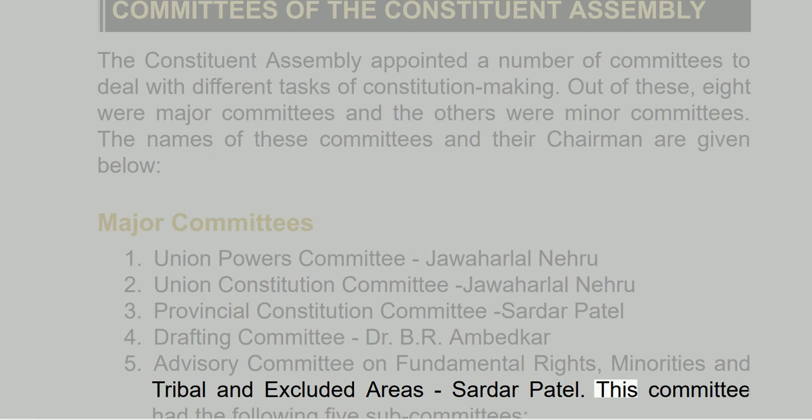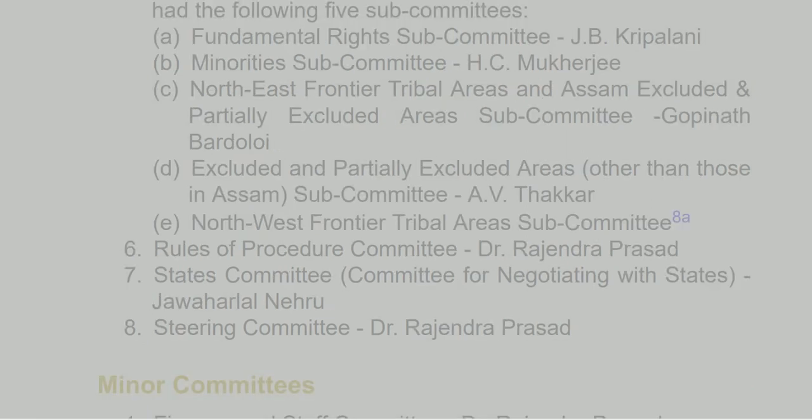This committee had the following 5 subcommittees. A. Fundamental Rights Subcommittee, J.B. Kripalani. B. Minorities Subcommittee, H.C. Mukherjee. C. Northeast Frontier Tribal Areas and Assam Excluded and Partially Excluded Areas Subcommittee, Gopinath Bardoloi. D. Excluded and Partially Excluded Areas, other than those in Assam, Subcommittee, A.V. Thakkar. E. Northwest Frontier Tribal Areas Subcommittee.